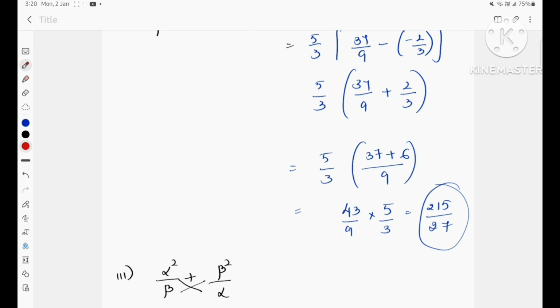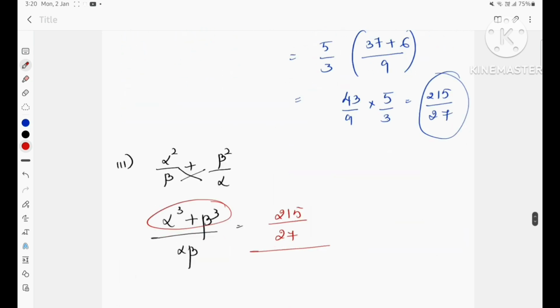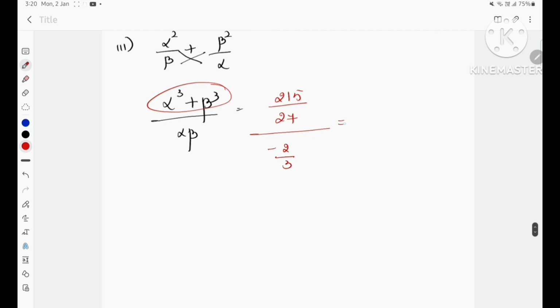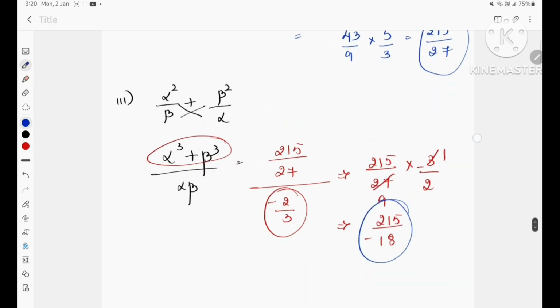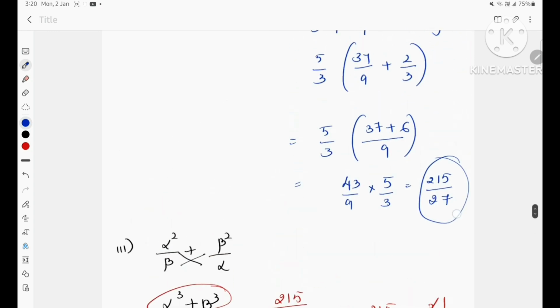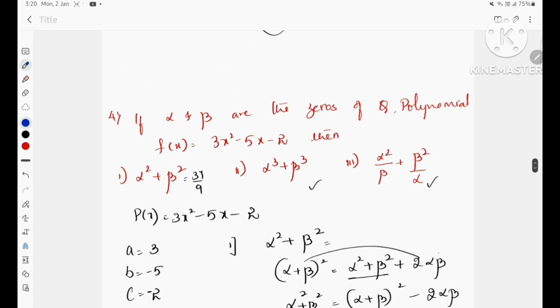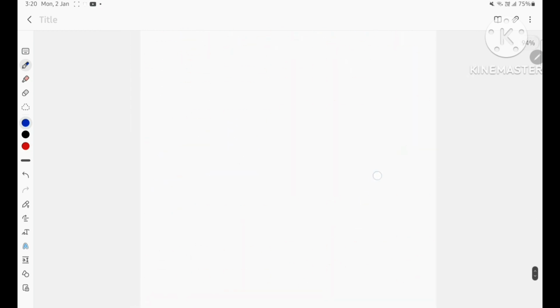So here each question is related to the other. So 2 by 3. So you get 215 by 27 into minus 3 by 2. So when you take this to the numerator, it will be the reciprocal of 2 by 3, that is 3 by 2. Then it will be 215 by 18. So the answer is 215 by minus 18. So hence we got the values of all the three.